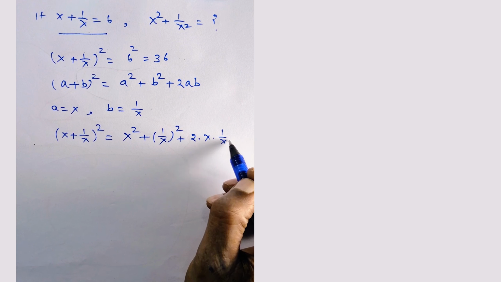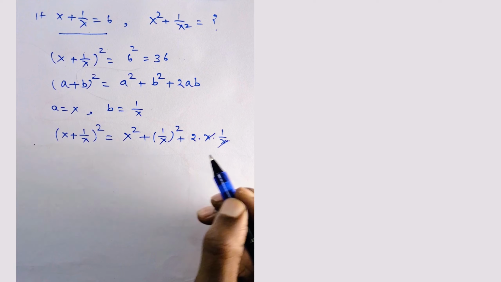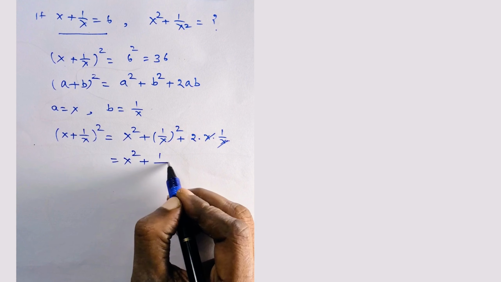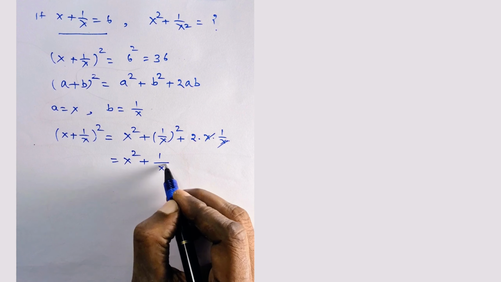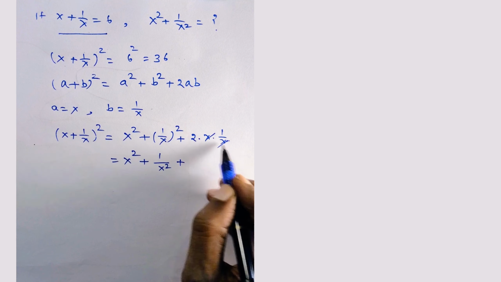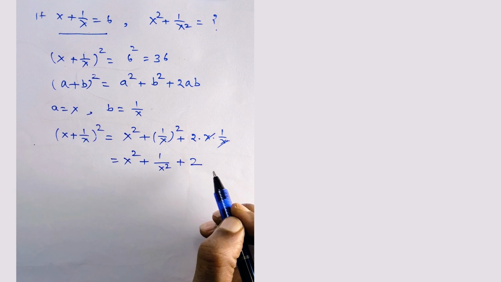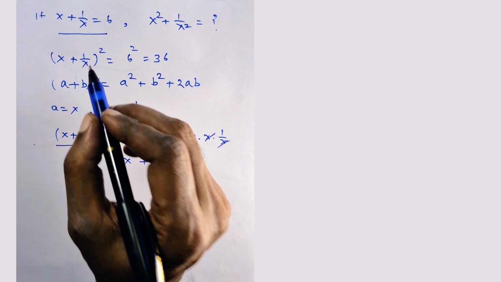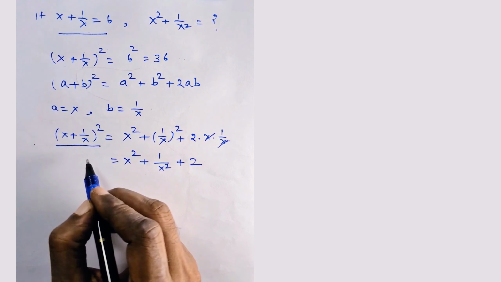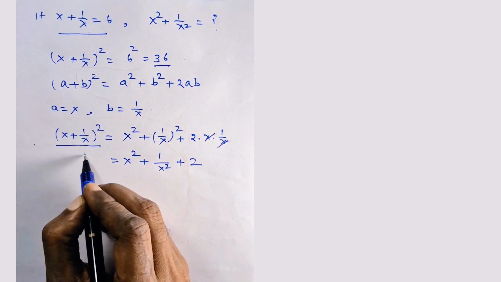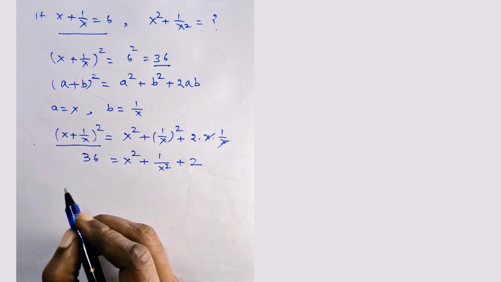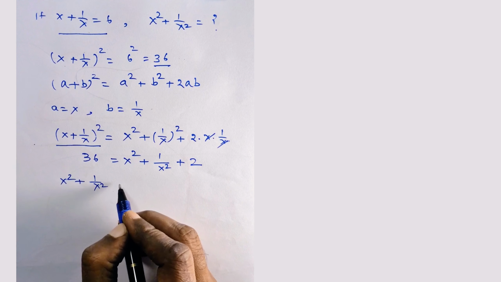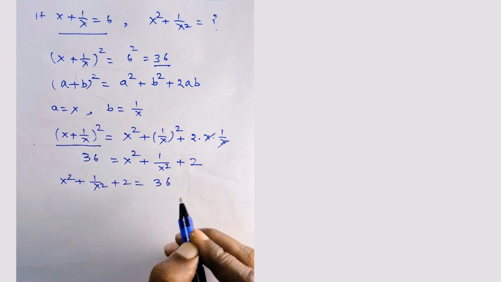Here you will notice that x and x cancel each other, so what remains is x square, and here 1 square is 1 and x square is x square, plus now here x's have cancelled, so only 2 remains. Now you know that x plus 1 over x whole square is 36, so we substitute the value 36, and now we change the sides. So we write this side first: x square plus 1 over x square plus 2 is equal to 36.